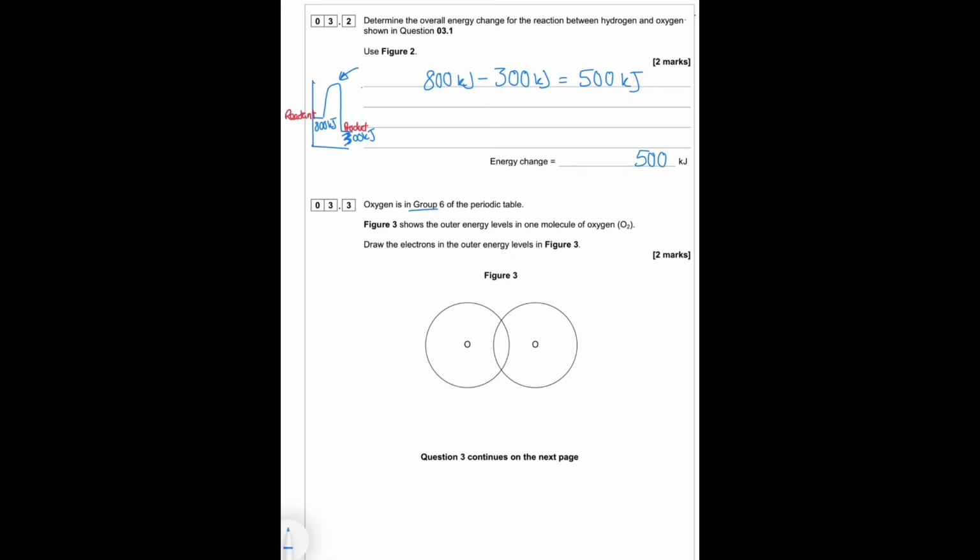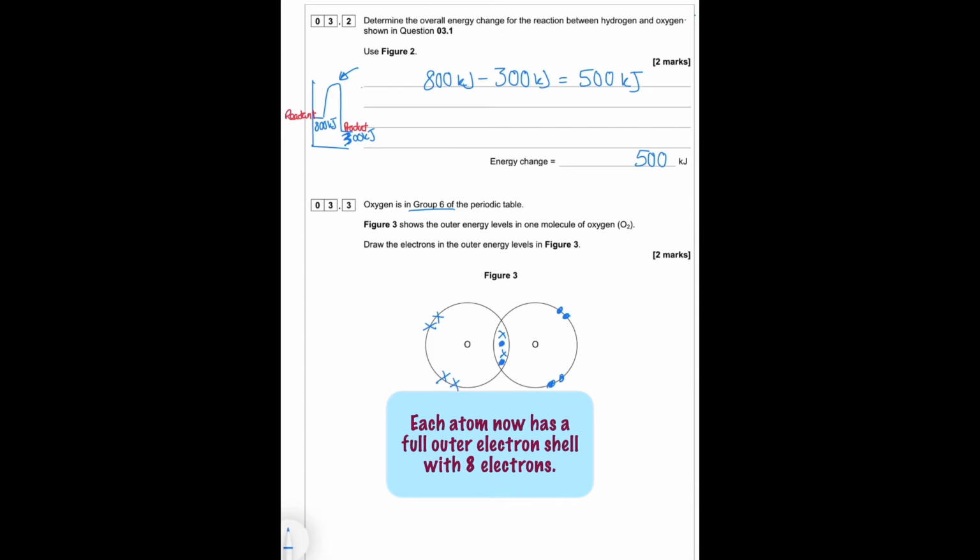Now, oxygen is in group 6 of the periodic table. Figure 3 shows the outer energy levels of a molecule of O2. Draw the electrons in the outer energy levels. So we'll use our dot and cross diagram. For this one, we know that each oxygen has 6 electrons on the outer energy level. So we've drawn our 6 electrons for our first oxygen atom, and then we'll do the same for our second oxygen atom. And there we have it. So you end up with a double covalent bond between the 2 oxygen atoms.